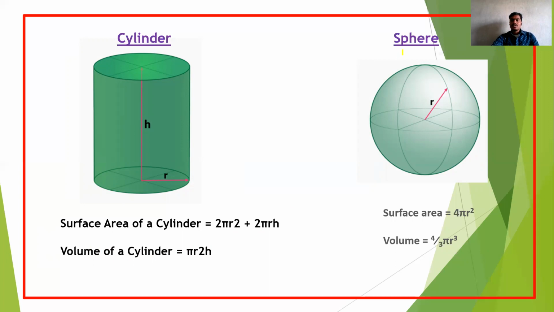Now come to the sphere. Just think about the cricket ball. It is the best example of the 3D figure sphere. R is the radius of the sphere. Its surface area is 4 pi r square. Its volume is 4 by 3 pi r cube.